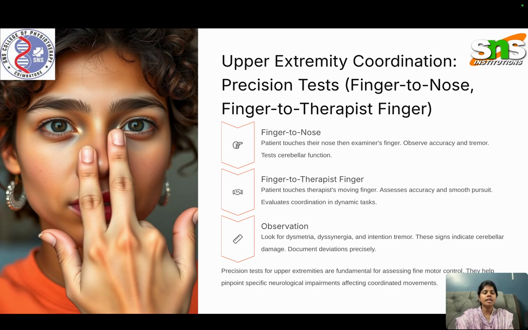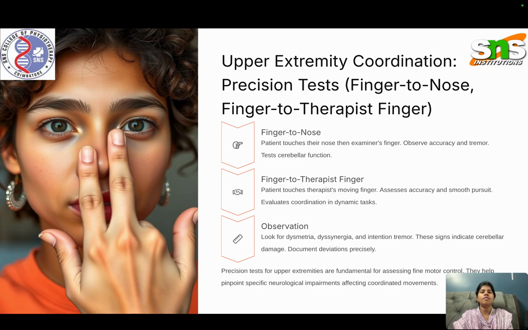The second is the finger to therapist's finger test, in which the therapist's finger is placed in one direction, and the patient's hand is directed in the other. The patient has to touch the tip of the therapist's finger. If he is able to do so, then he is fine. If he is not, there is an issue in the coordination.